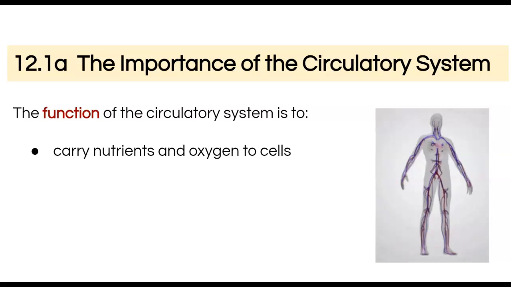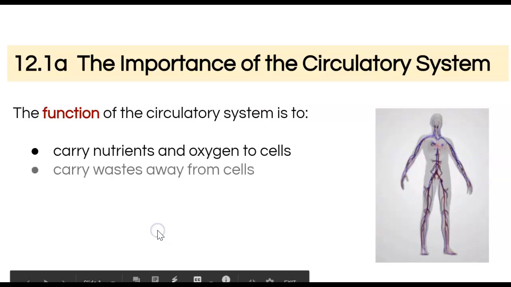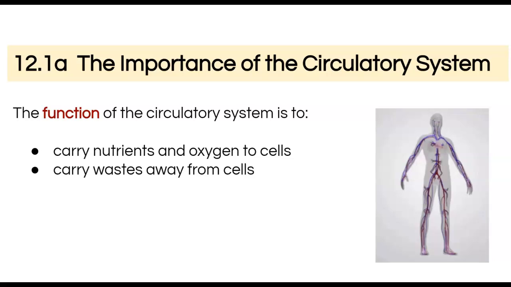Typically, people will think about the fact that our circulatory system has the function of carrying nutrients, glucose, for instance, and oxygen to our cells. That usually comes to mind. And also that they carry waste away from cells. And what would one of those wastes be? Usually carbon dioxide, but there are others as well.